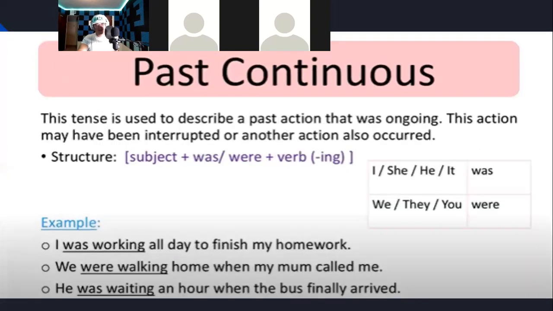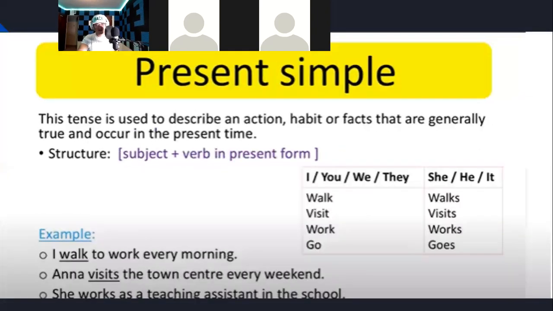Now, present simple. This tense is used to describe an action, habit, or facts that are generally true and occur in the present time. So these are like universal truths.